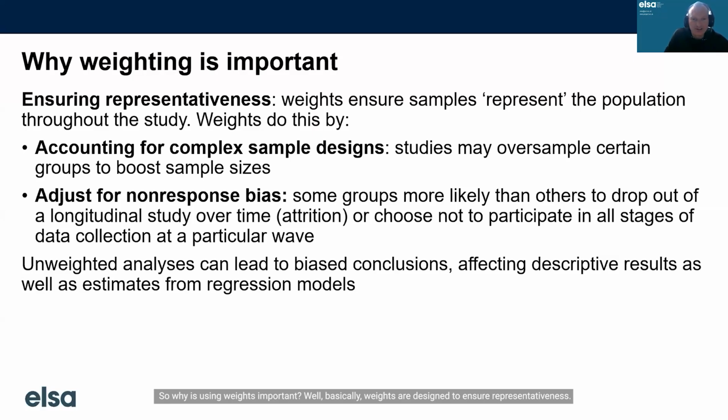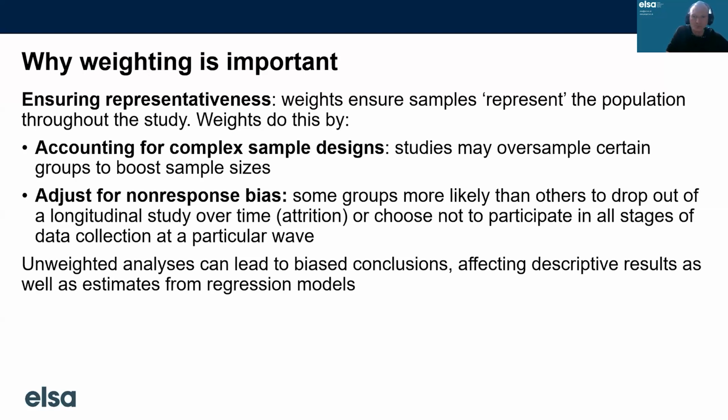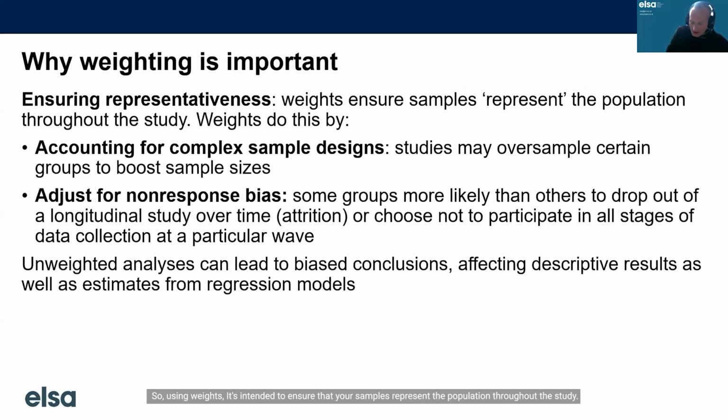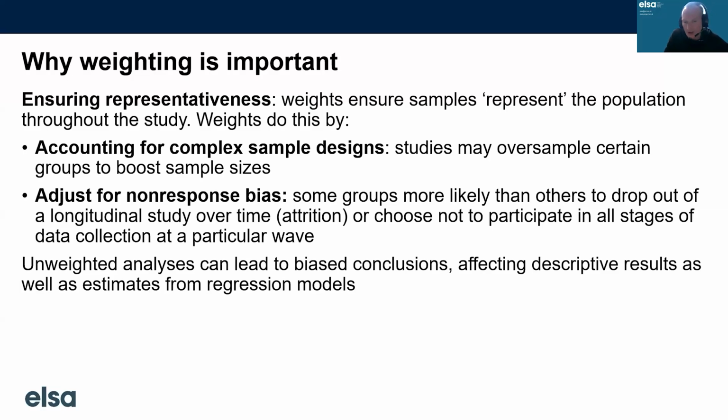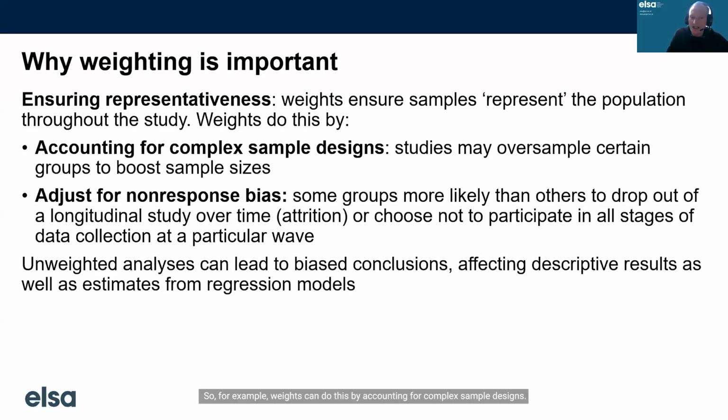So why is using weights important? Well, basically, weights are designed to ensure representativeness. So using weights is intended to ensure that your samples represent the population throughout the study. So, for example, weights can do this by accounting for complex sample designs. Studies such as ELSA may oversample certain groups to boost sample sizes for your analysis, and so weights are necessary to account for that oversampling.